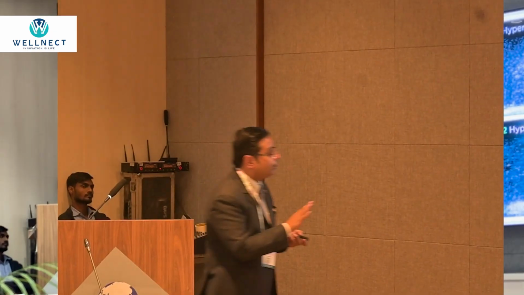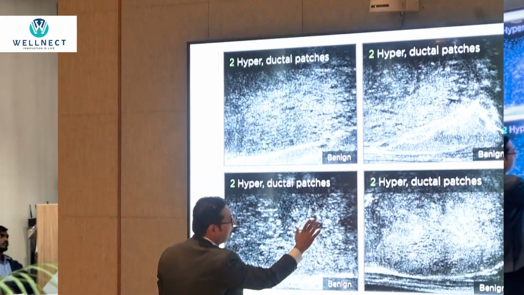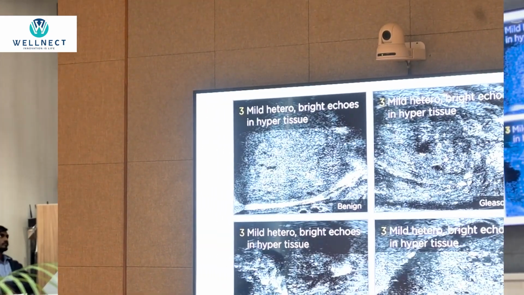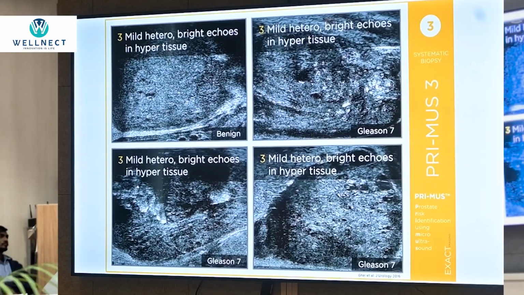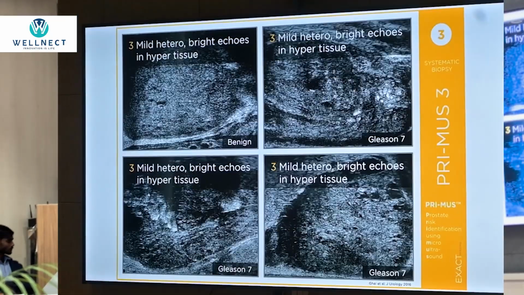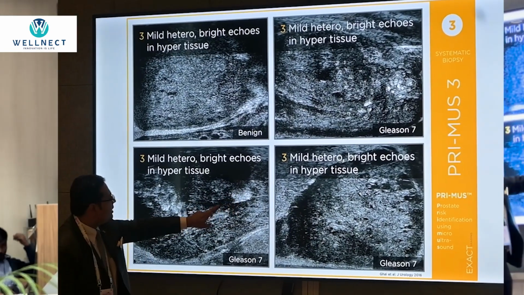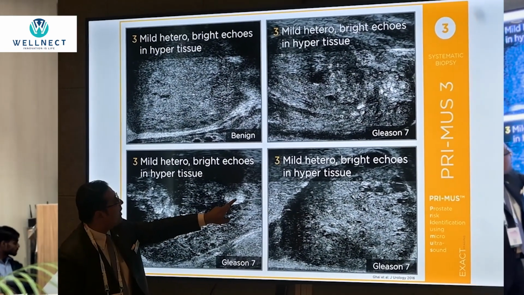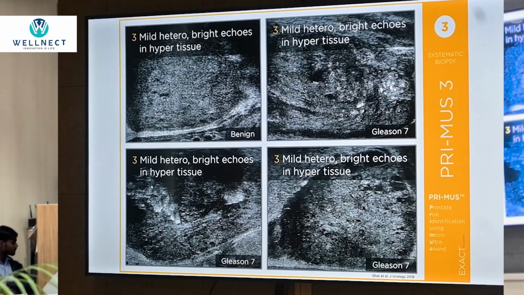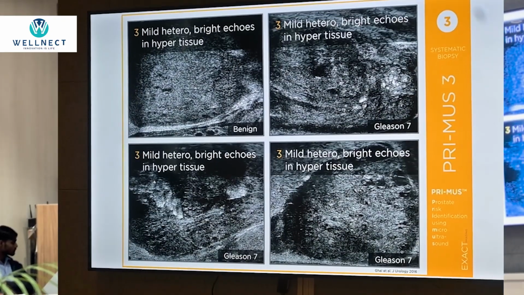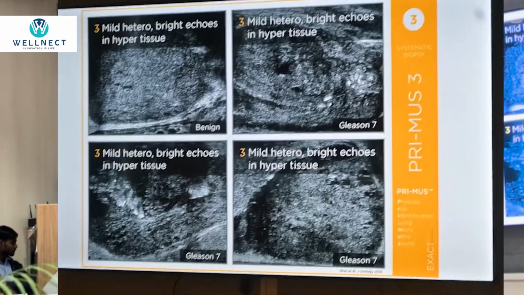Now, if I just remember, this is normal ductular pattern, this is hyperductular pattern, and now we look at the hyperechoic ones. In this, we all know what is hyperechoic. That means something which is brighter, reflects better. So something like this. So you see bright dots. In this circular pattern, whenever you see bright dots, these are bright echoes, and these classify as PRIMUS 3. So there are still not multiple bright dots, but there are small scattered bright dots.